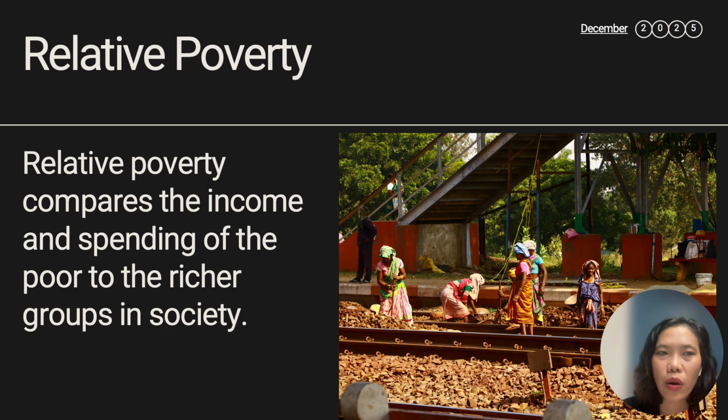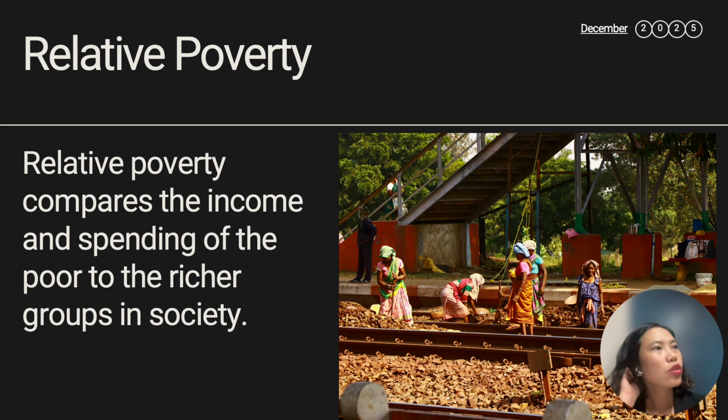So let's now go to relative poverty. It compares the income and spending of the poor to the richer groups in society. Relative poverty means having less than the average standard of living in your society, even if basic needs are technically met. For example, a family working in a wealthy country that can afford food but cannot afford rent, education, or healthcare.